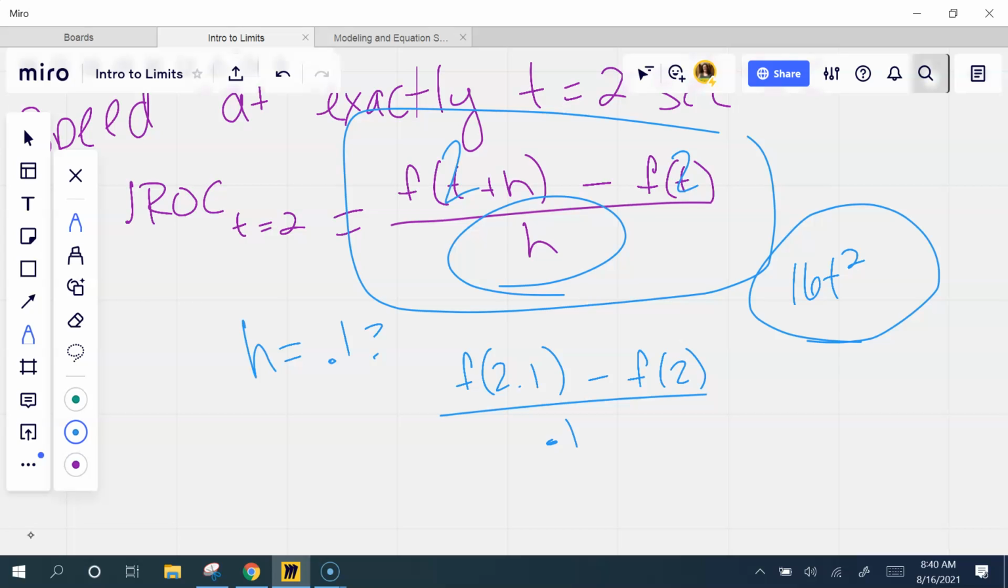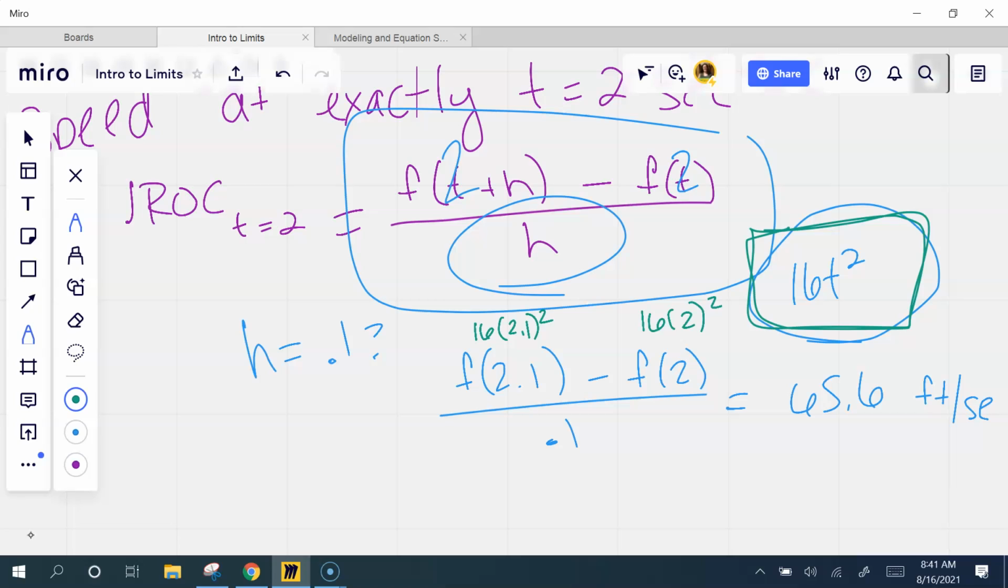Essentially I'm finding the slope between 2 and 2.1. So you would plug that back in: 70.56 minus, divided by 0.1. And what do you get? You plug in for both of those f of x values in that equation. This one is 16 times 2.1 squared. This one is 16 times 2 squared. It's still this same equation.